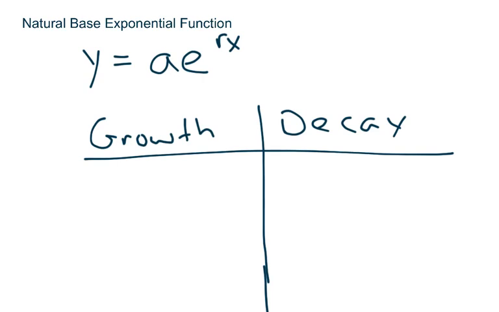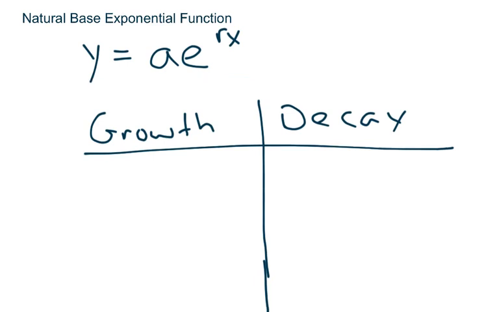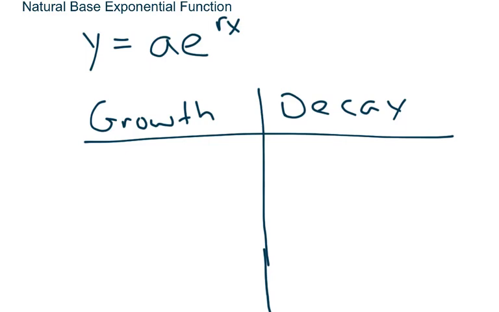All right, so the natural base exponential function. If we were going to graph something, this function here is what we're going to use: y equals a times e to the rx. So we got a new variable. r is just a number that we're going to be multiplying x by. But it's an important number because it helps determine whether the exponential function we're working with is a growth function or a decay function.